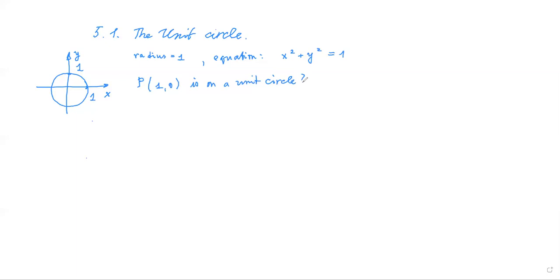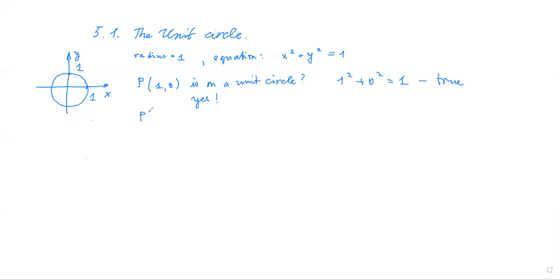How do we check it? Well, we just plug the coordinates into x and y and check if we get a true statement. If it's not true, then it's not on the unit circle. If it's true, it's on the unit circle. I'm plugging 1 in for x, so it's 1 squared plus 0 squared equals 1. You see, it's a true statement. So the point is on the unit circle. So I'm going to write down yes.